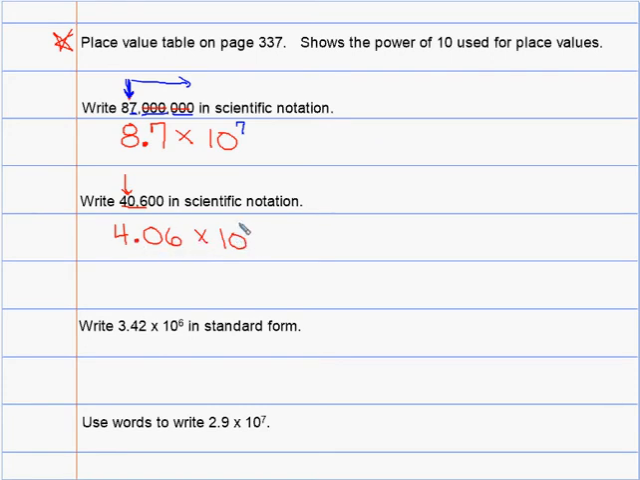so we have our decimal coefficient times a power of 10. So what power do we need? Again, we need to count from the place we put the decimal. 1, 2, 3, 4. So it would be times 10 to the 4th power.